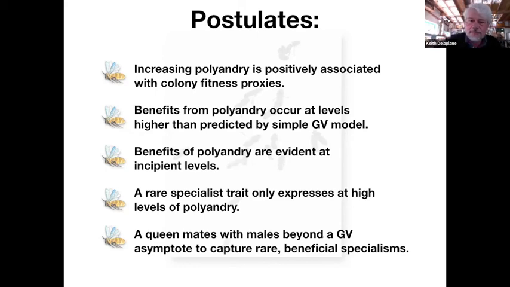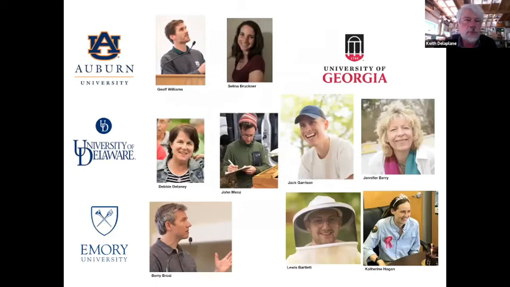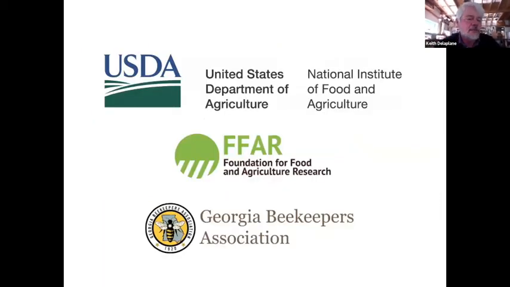I am grateful and indebted to many collaborators. I've been working a lot with Auburn University in the last few years, University of Delaware, and Emory, Barry Brosey, who's recently moved out of the Southeast up to Seattle. He's at the University of Washington now, a big loss for us. And of course, my crew there on the right, Jack Garrison, Jennifer Berry, Lewis Bartlett, and Catherine Hagan. All these individuals have contributed in some way to the research that I've shared with you today. And of course, our funders, which are largely from taxpayers like yourself: USDA, the Foundation for Food and Agricultural Research, and the Georgia Beekeepers Association have chipped in a lot on this work as well.